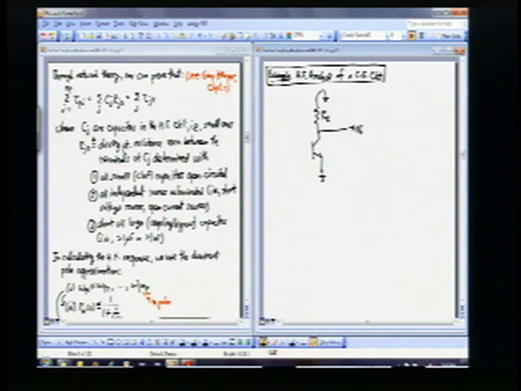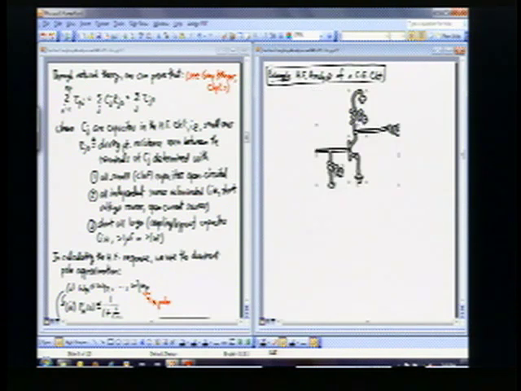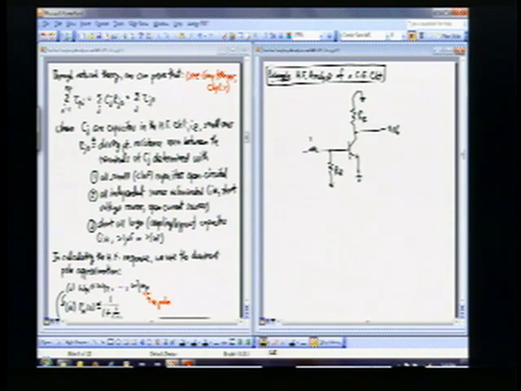And this has an output. I have some bias resistors here that were R1 and R2, but I'm just going to call it RB here. And let me move this a little toward the right to give myself more space. And then I have a source resistance called R sub S. And finally my source V sub S.